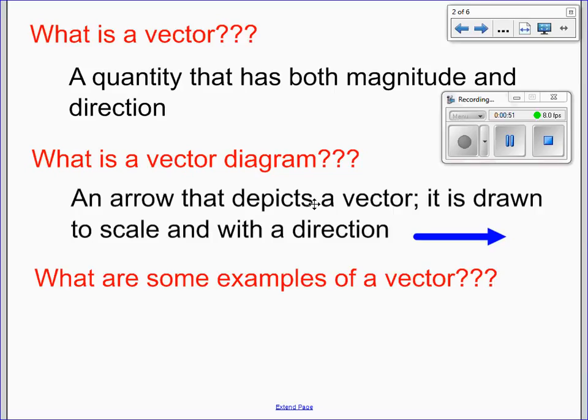Now, there's a couple things we need to know about vectors and how they're drawn. First of all, there are two parts to a vector. There's the tip, which would be right at the very end where the arrow is. This may also be called the head of the vector. And then there's the tail of the vector, which is at the very end. This will be important later on when we start doing vector addition.